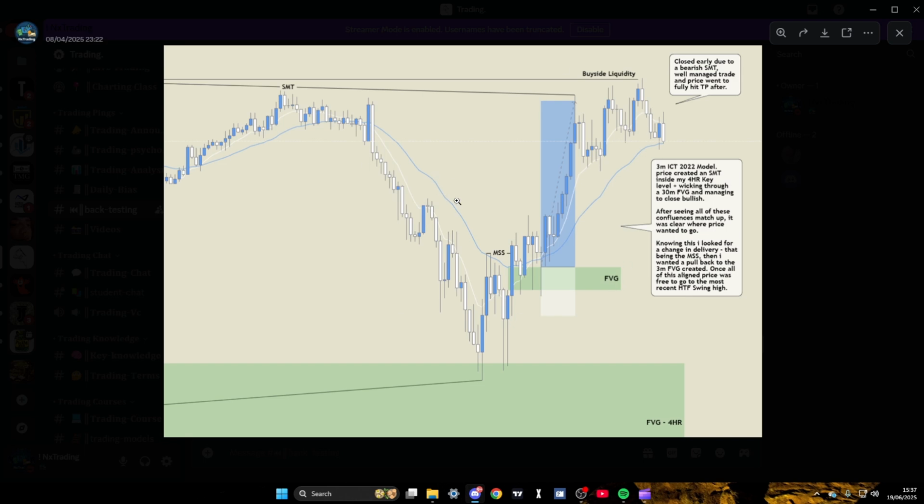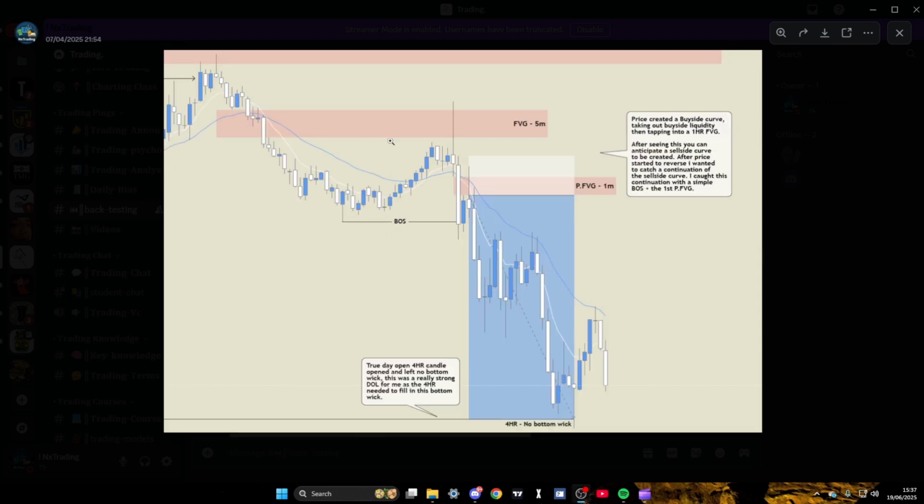Now for my next trade, this was the exact same. As you can see, price came lower, created an SMT down here, tapping into a 4-hour gap. We then pushed higher, created a market structure shift, and then pulled back to a fair value gap, and then we got our move higher. I closed this trade early due to an SMT, and as you can see, it was still a great winning trade.